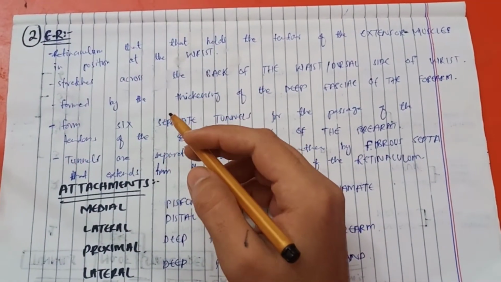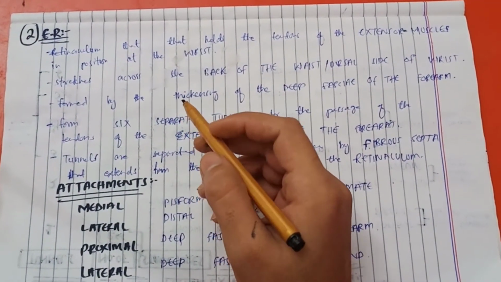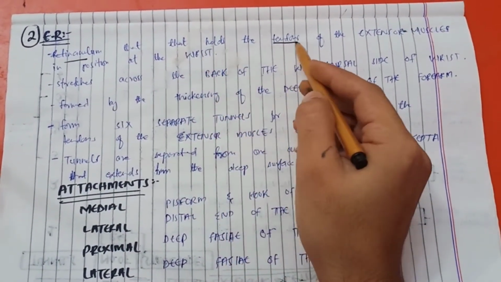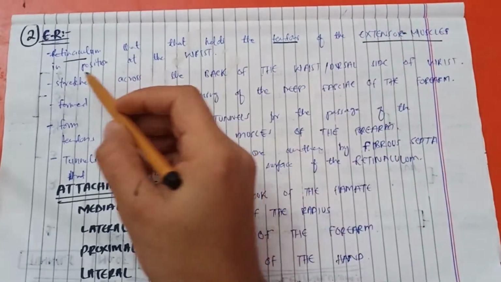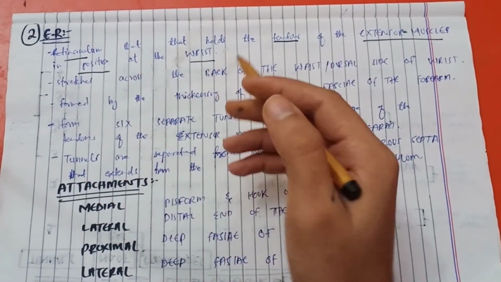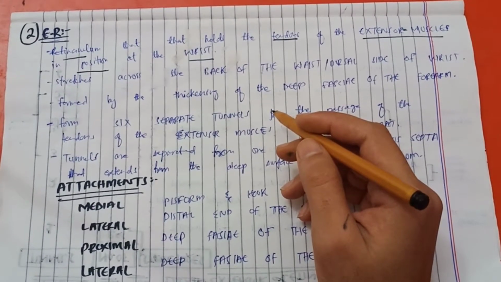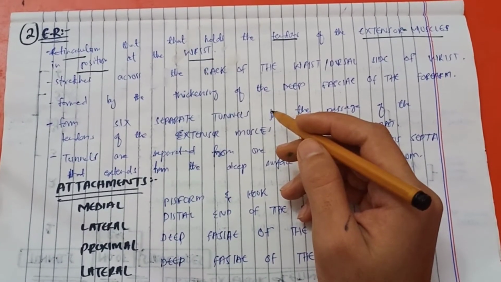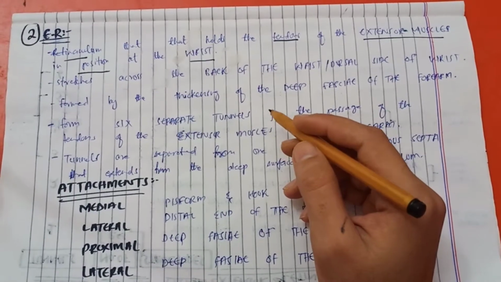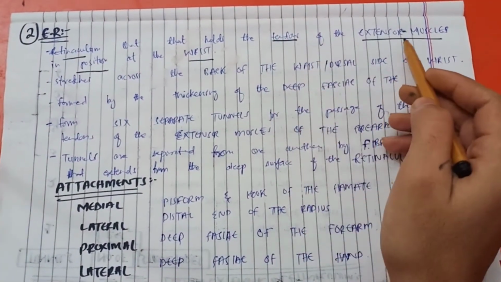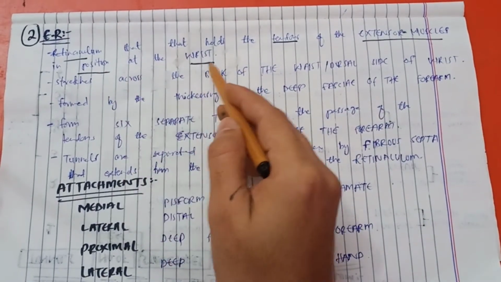What is the extensor retinaculum? The extensor retinaculum is a retinaculum that holds the tendons of the extensor muscles in position at the wrist. We are studying the extensor retinaculum of the wrist or the carpus. So as the name signifies, it will hold the tendons of the extensor muscles in position at the wrist.